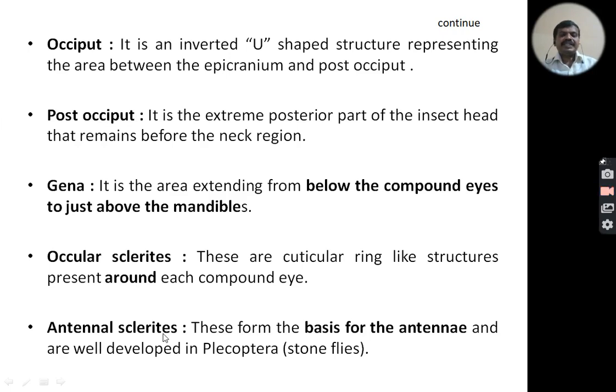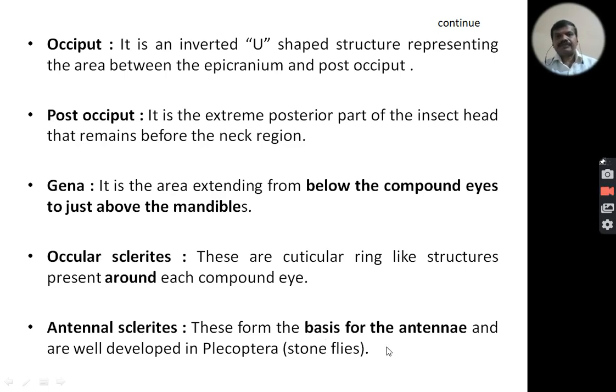The next is antennal sclerites. Antennal sclerites form the basis of the antenna. At the base of the antenna, the antennae are attached to that portion where the antennal sclerites are present. They are well developed in Plecoptera. Plecoptera, as an order, comes under Insecta, where you can see the stoneflies. Stoneflies are the example. Antennal sclerites are usually present at the base of the antenna, where the antennae are raised.